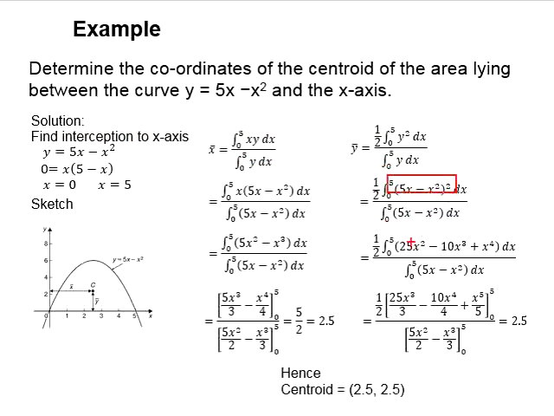Expand the equation of the square, and you get this. Integrate them separately and specify the boundary conditions. Substitute the boundary conditions into the equations to solve it, and you will get the centroid y prime as 2.5. Based on the calculation here, you know that the coordinates of the centroid will be 2.5, 2.5.